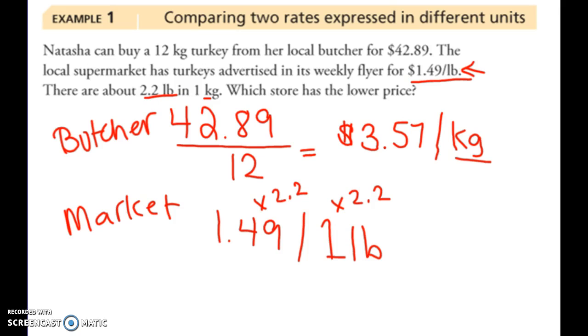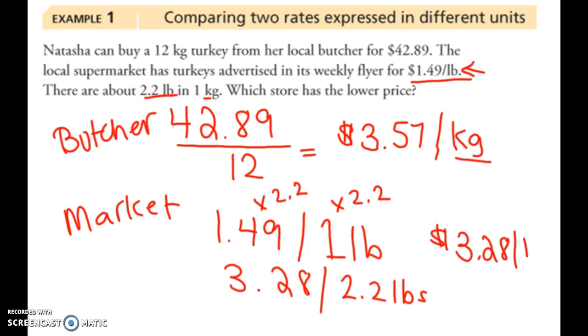So 1.49 times 2.2 gets us to 3.28 per 2.2 pounds, and 2.2 pounds is 1 kilogram. So we have found out that this one is $3.28 per kilogram. Looking at this, the market is the better deal because it is the cheaper price per kilogram.